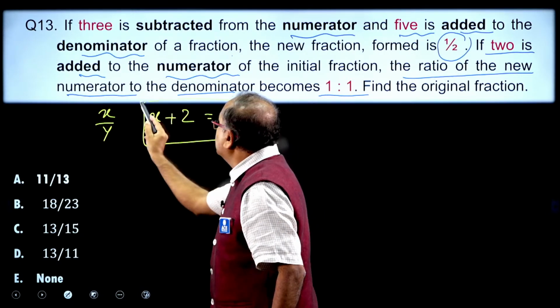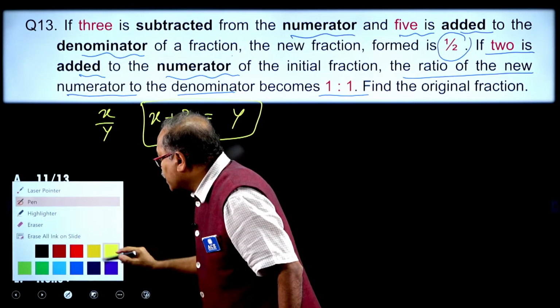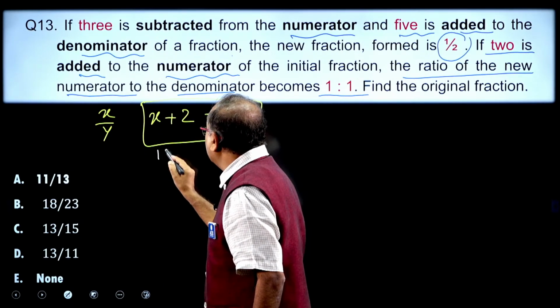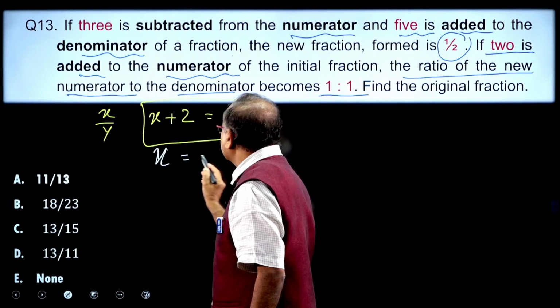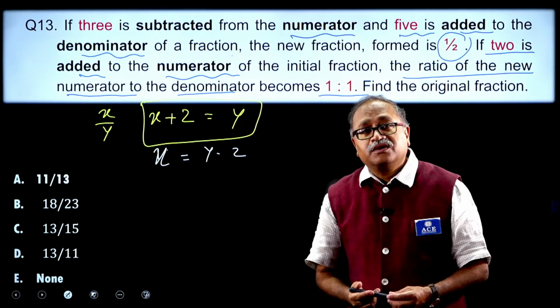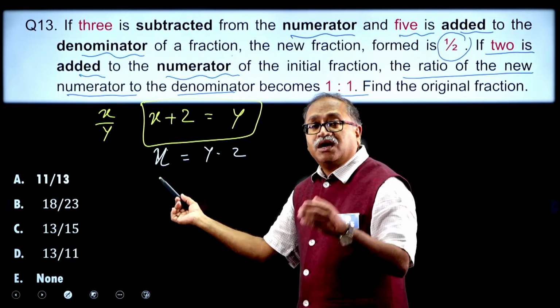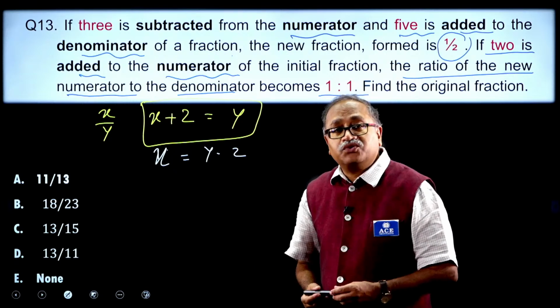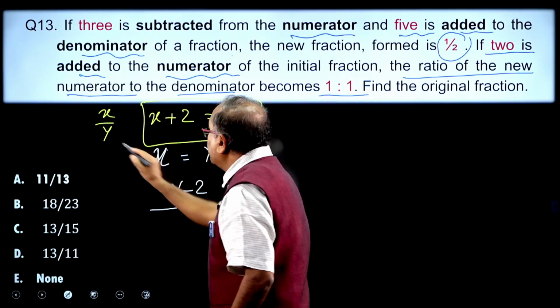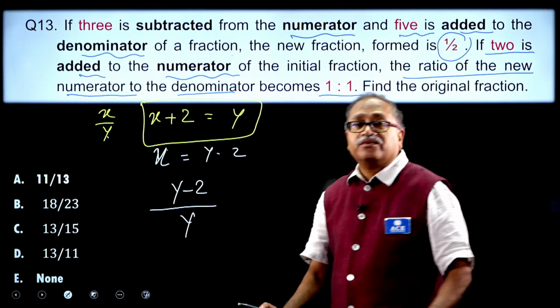x plus 2 is equal to y. I can also write this as x is equal to y minus 2. So, what is my numerator? My numerator is x, and the x can be written as y minus 2. So, I am writing my numerator as y minus 2, and my denominator will remain y.